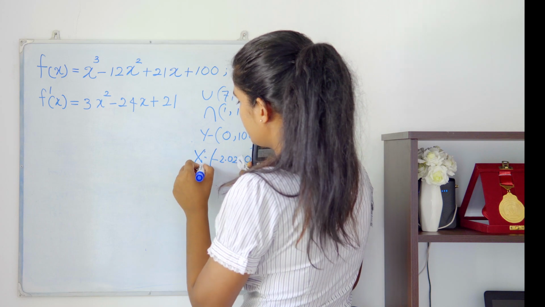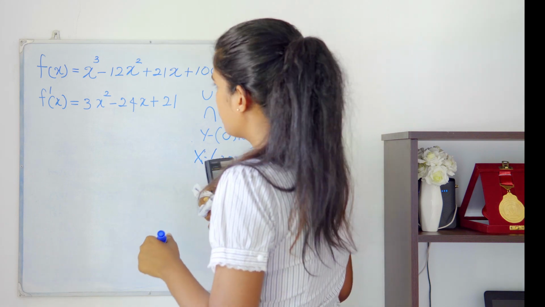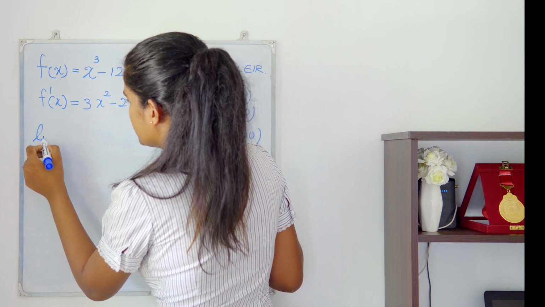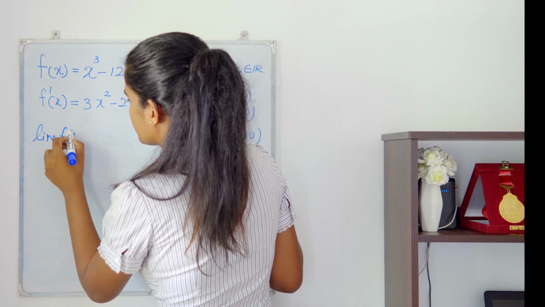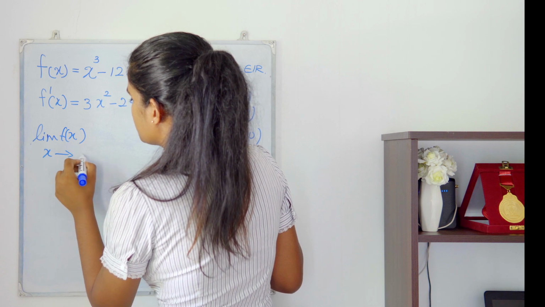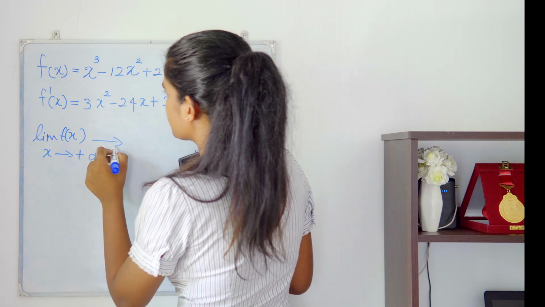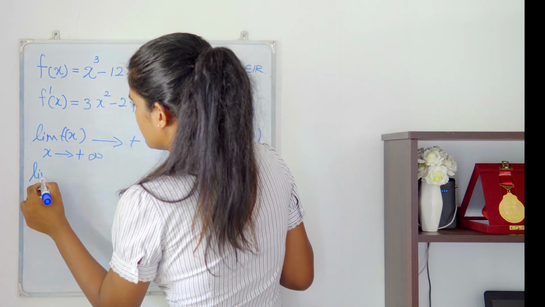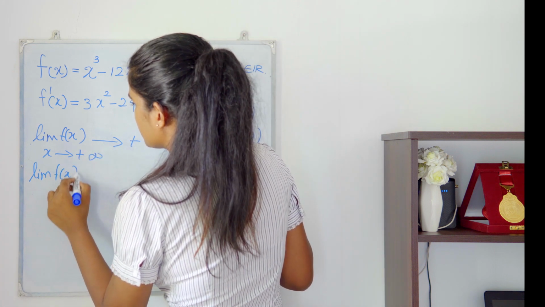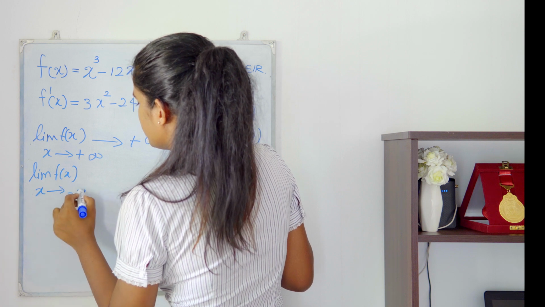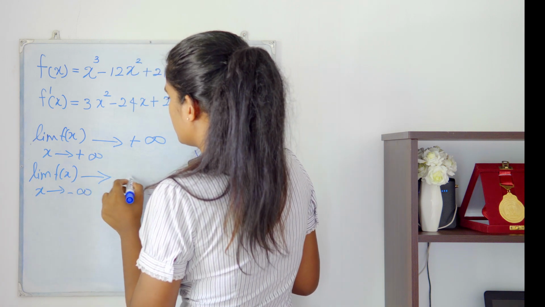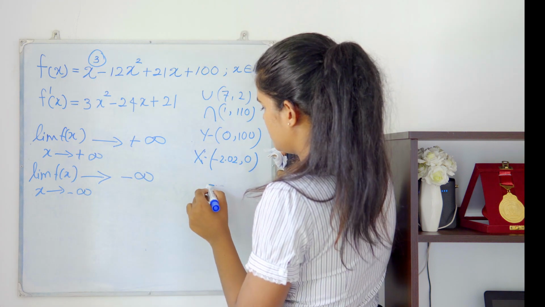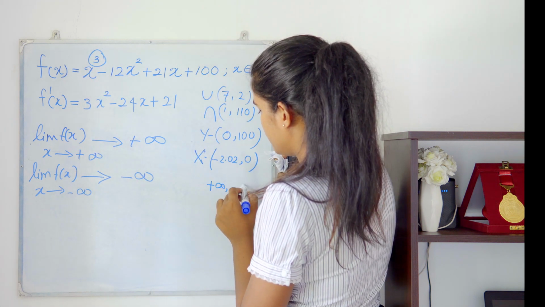Now I am going to find the long run behavior of this function. Limit of f(x) when x goes to plus infinity: the function goes to plus infinity. Limit of f(x) when x goes to minus infinity: the function goes to minus infinity because of this sign. So this is the long run behavior.